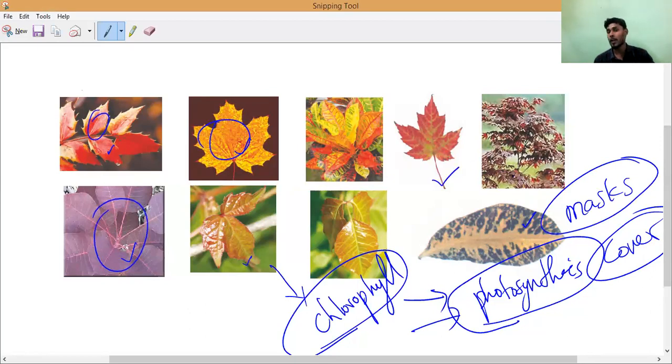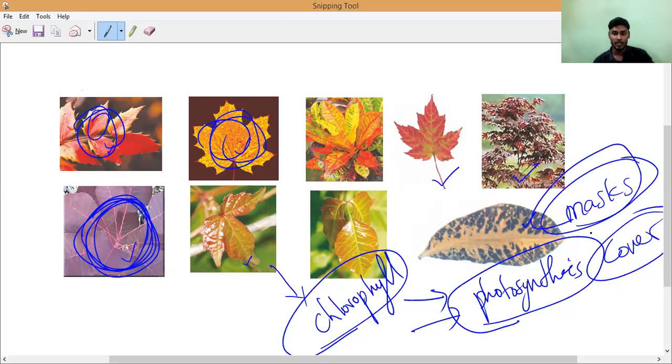Every leaf, even non-green plants, has chlorophyll, but because of the high amount of these other colors, they mask the chlorophyll present in them. So that is why photosynthesis also takes place in leaves having colors other than green. You have to remember. So every leaf has chlorophyll.